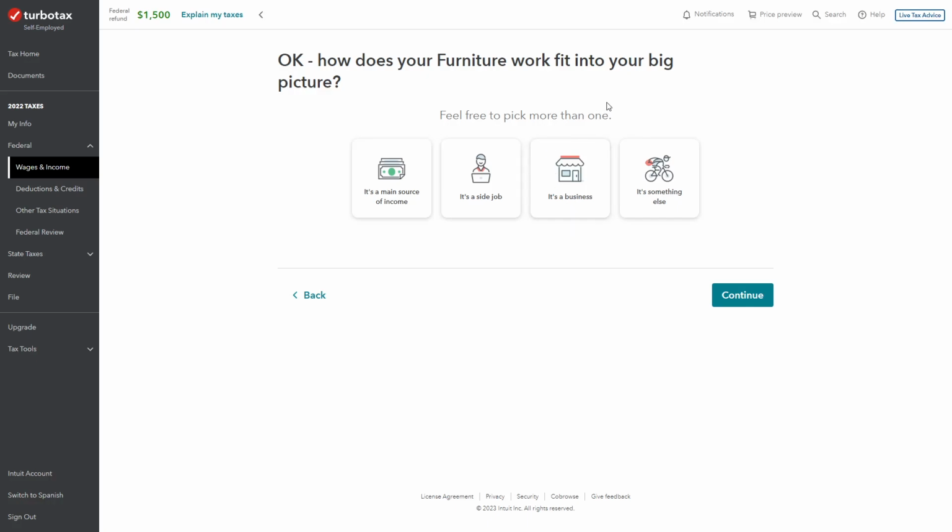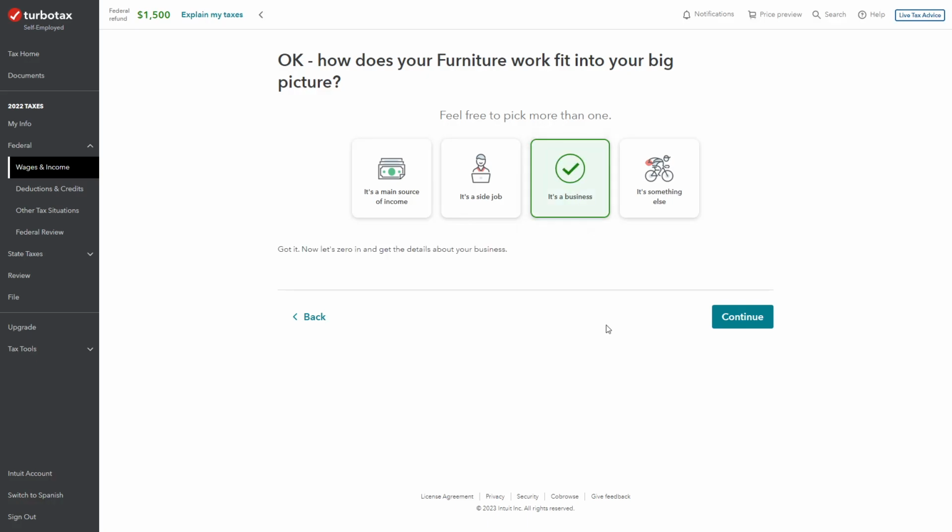So how does this activity fit in the big picture? For us, it is a business. It does say pick more than one if it applies, but in our case, it's just a business. I suppose it is a side job. It's certainly not its main source of income. So we'll just leave it as a business for now.